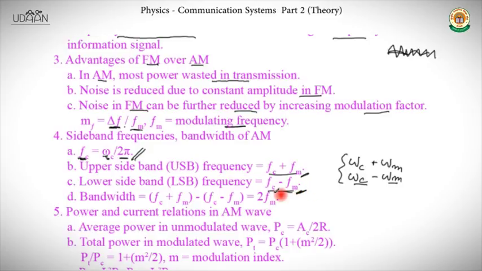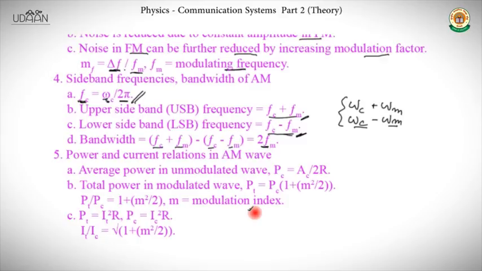Right. Bandwidth, as I already told before, is FC plus FM minus FC minus FM. So the difference between the upper sideband and lower sideband frequencies results in 2FM, that is twice the frequency of the modulating signal. And obviously this is independent of the carrier frequency, because bandwidth is generally independent of the carrier frequency. It depends only on the frequency of the message that we are using. Okay.